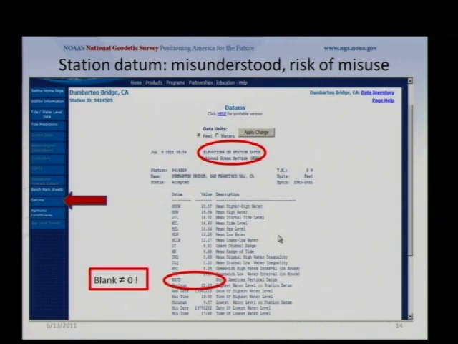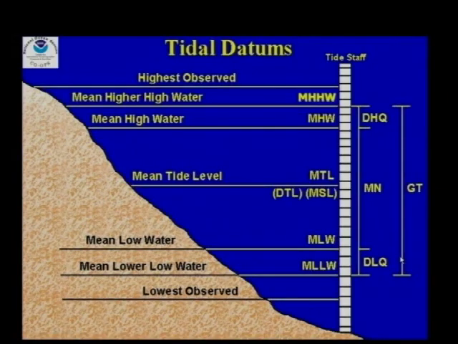In case that ever comes up with people that you work with, this can be a source of misinterpretation. So here's just a quick graphic that gives an illustration of the tidal datums, not geodetic datums. And then what's not shown is that station datum generally is down here, of course, hopefully below the lowest observed or mean low or low water.